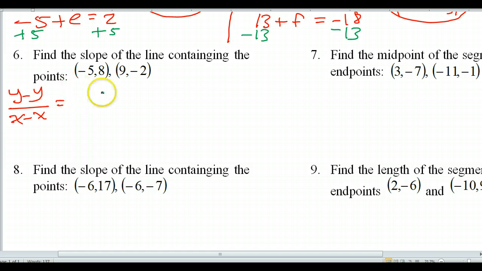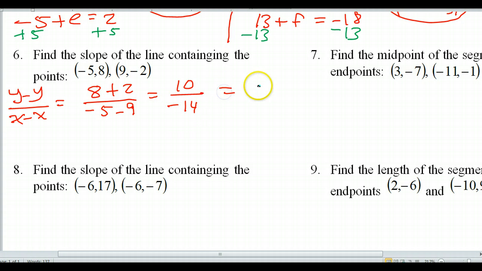All right, so we're doing y minus y over x minus x. So I'm going to do 8 plus 2. Second one is negative, so I made it positive. And then I'm going to do negative 5 minus 9. So that's going to give me 10 over negative 14, which is negative 5 over 7. Any questions about number 6?